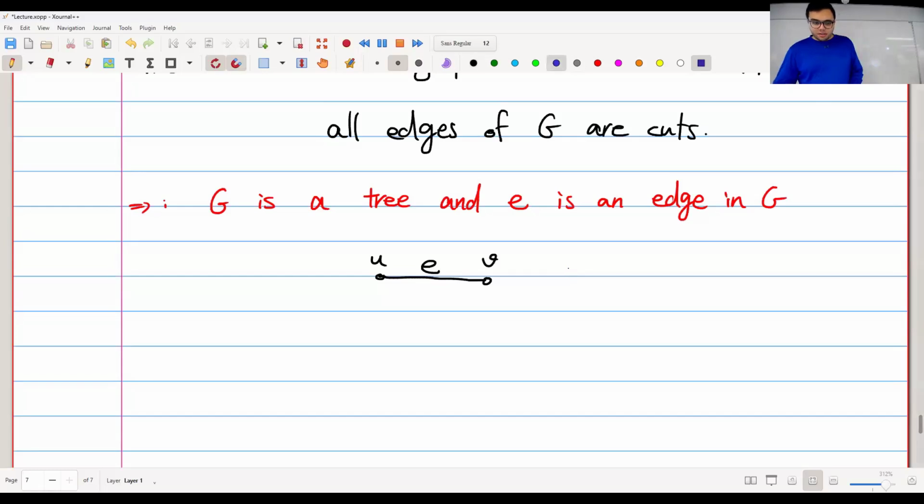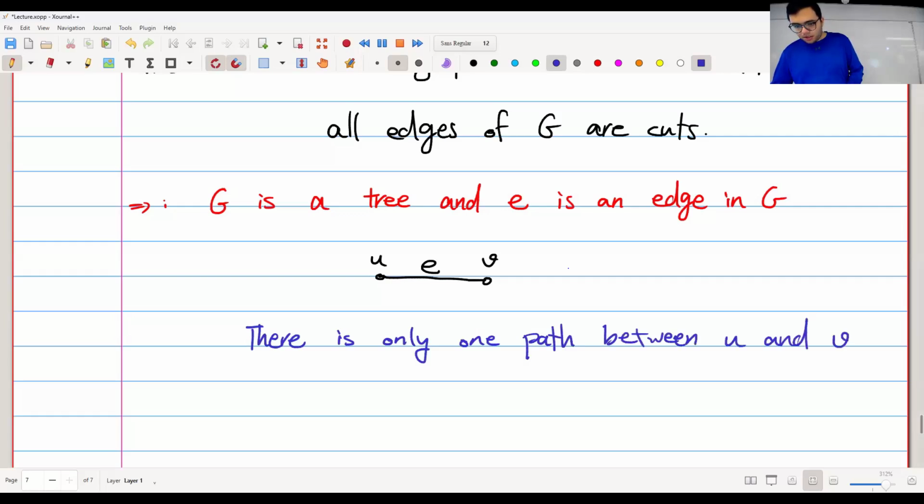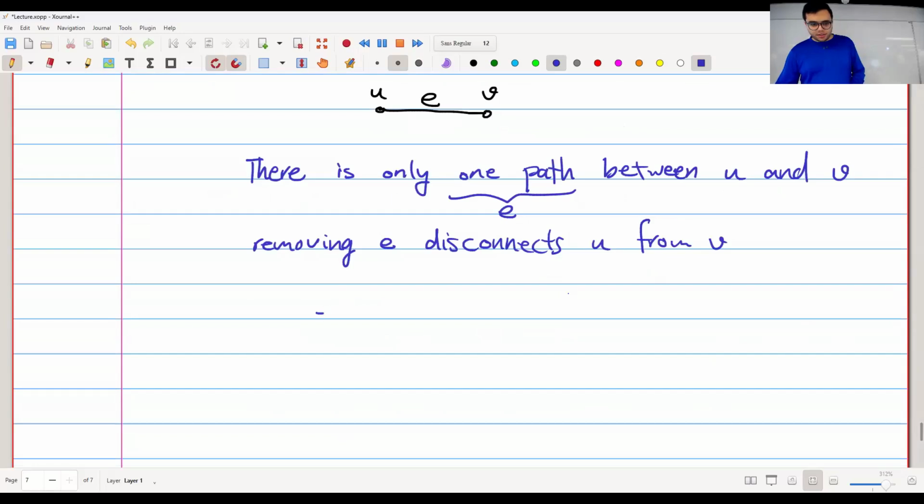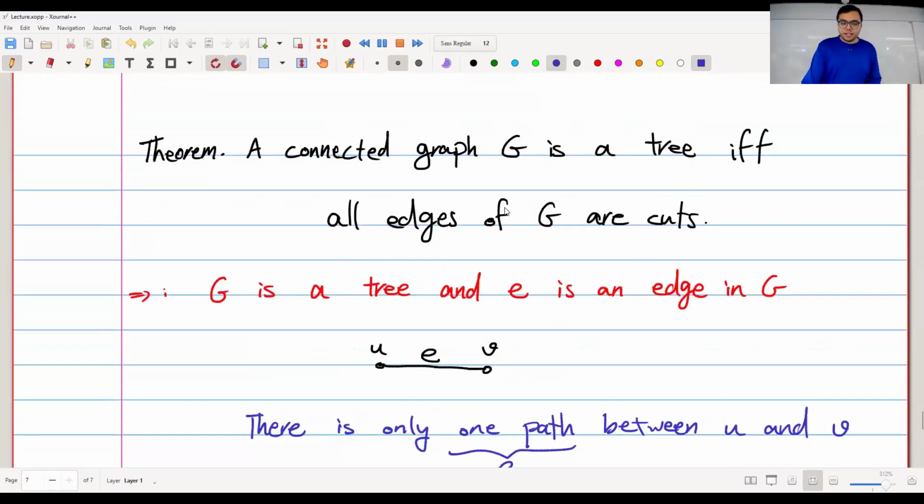Okay. So there is only one path between U and V. And this one path is E. So removing E disconnects U from V. So E is a cut. Okay. So far, I've proven that if I have a tree, every edge in that tree is a cut.